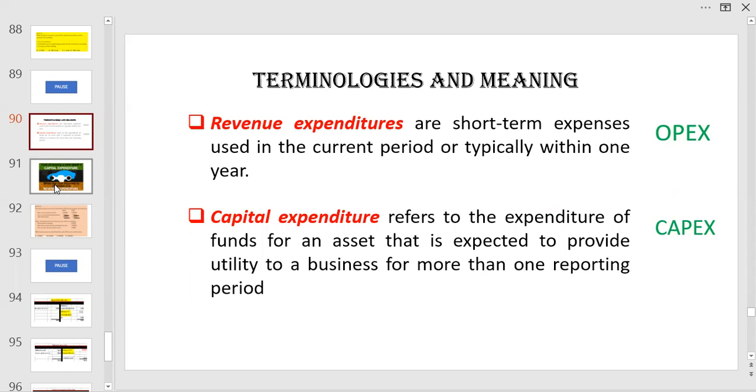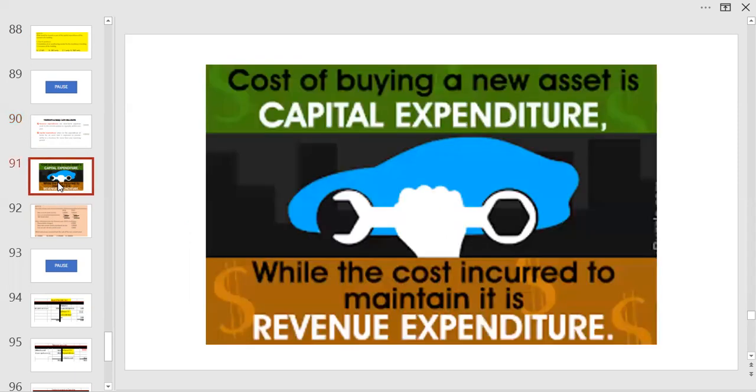If you see this particular slide, it is not a preparation of ours. We just took it from social media. Here they are explaining the purchase of a car. That is a capital expenditure because the car is going to remain beneficial for several years. But the next one they are showing, the repair and maintenance, is depicted by this graphic. So this is known as revenue expenditure.